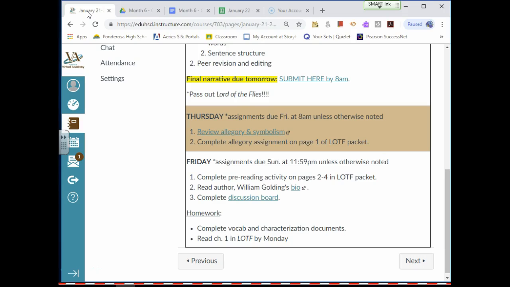So, if you go back to your module for today, on your packet on page 1, you have an allegory worksheet, okay? So to make sure that you understand what an allegory is, this is what I'm asking you to do.